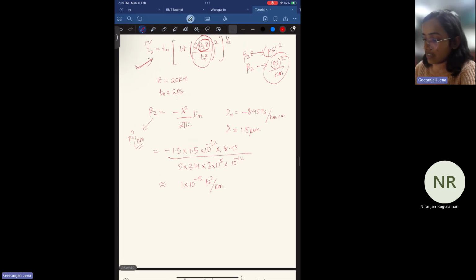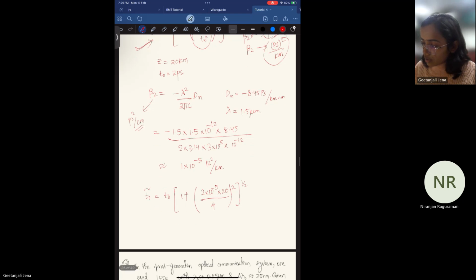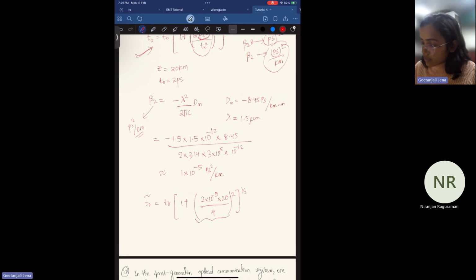So that means now we can easily calculate what is T0 tilde. T0 tilde will be T0 times 1 plus 2 times 10 to the power minus 5, and Z is given as 20 kilometer, over T0 square, which is 4 square, to the power 1 by 2. Here you can see this term is much less than 1. So that means this T0 tilde will be T0 only. That means this is 2 picosecond.